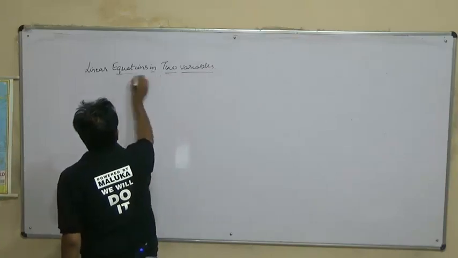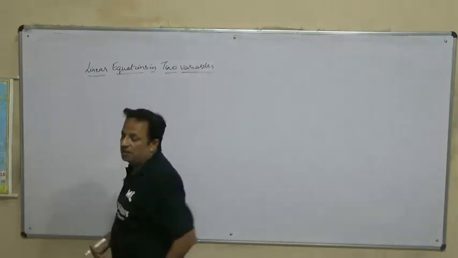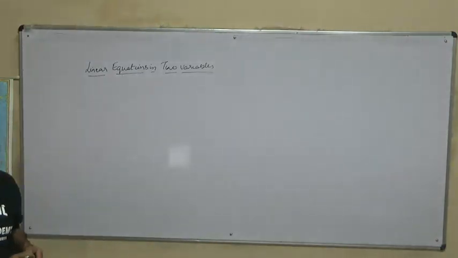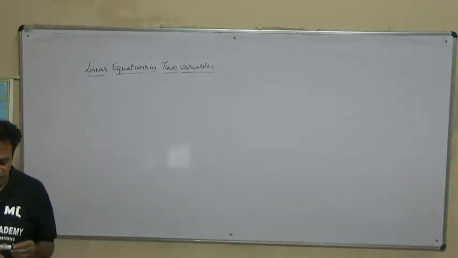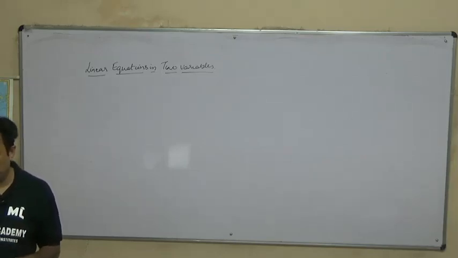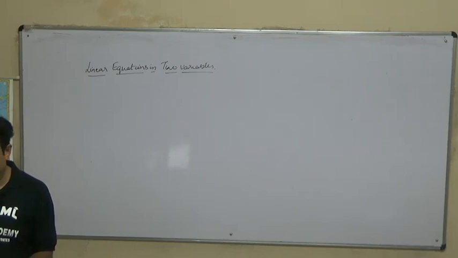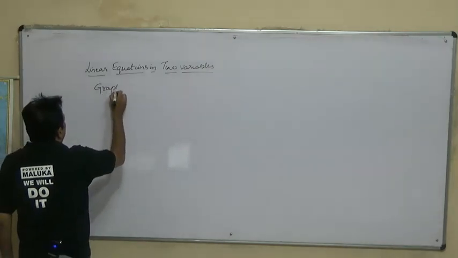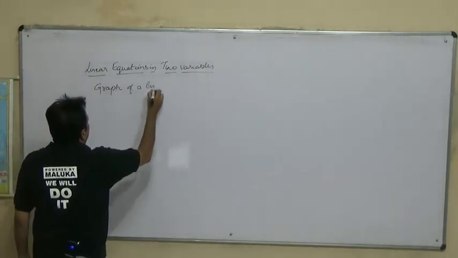We have seen what a linear equation is, what a linear equation in one variable is, and what a linear equation in two variables is, and yesterday we ended at, now we are to start with, the graph of a linear equation. So we are to get the graph of a linear equation.